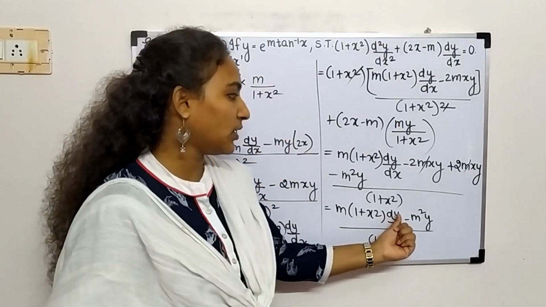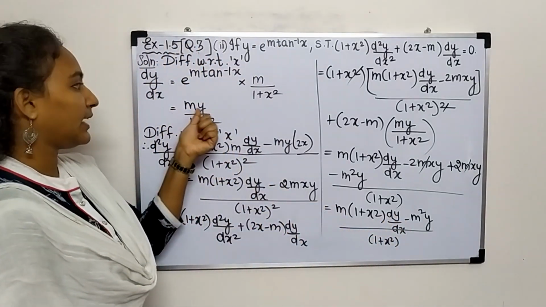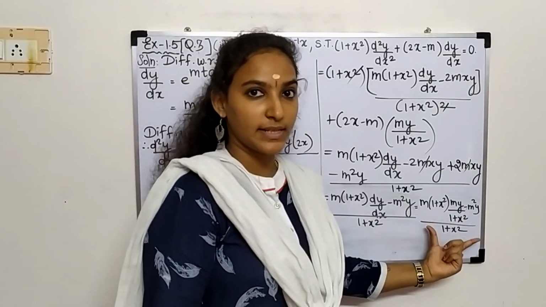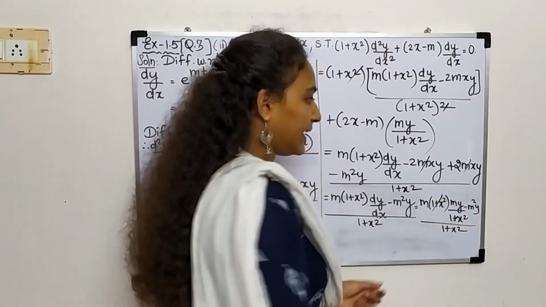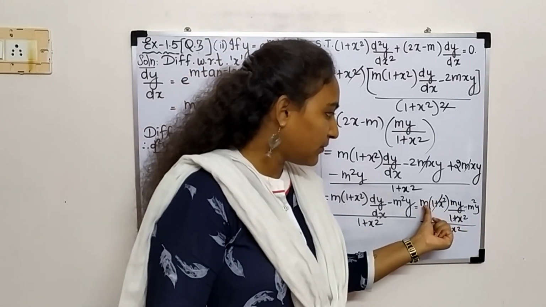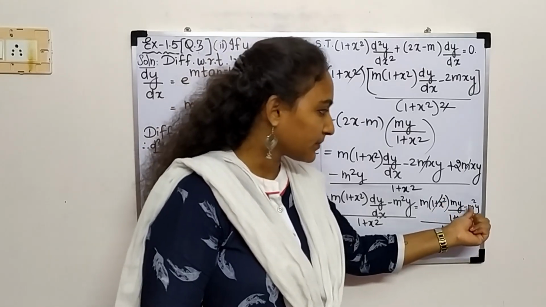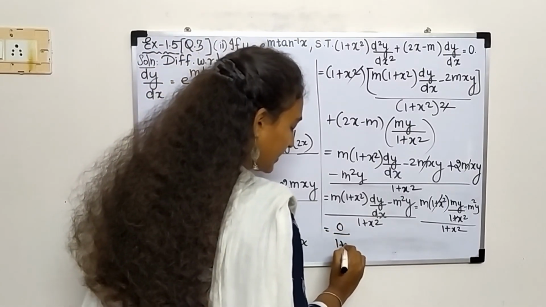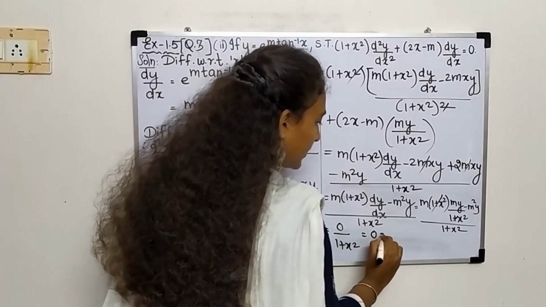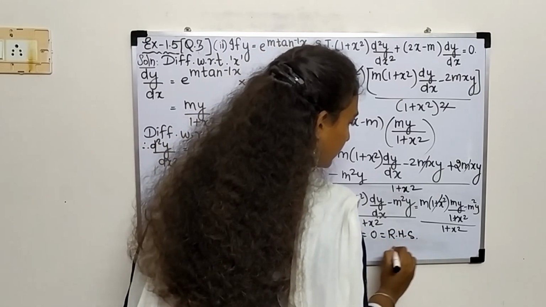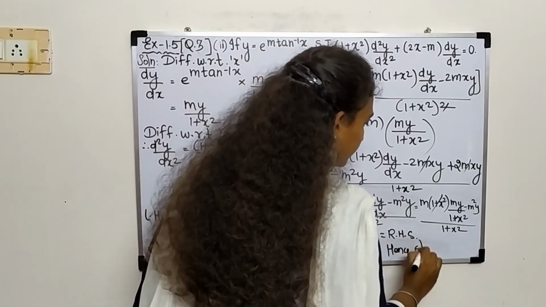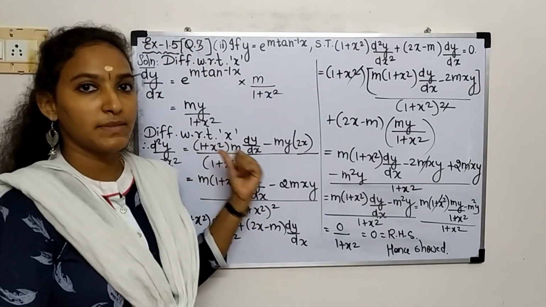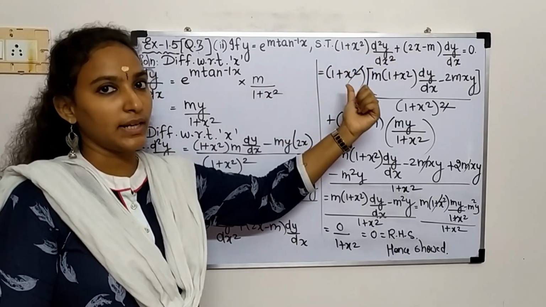Okay, again we can substitute for dy by dx, that is my upon 1 plus x square. After substituting for dy by dx, we get this term. Here 1 plus x square is getting cancelled with 1 plus x square and we are left with m into my, that is m square y, minus m square y will be 0. So this is 0 upon 1 plus x square, which is equal to 0, which is our RHS. Hence shown. So this type of problem becomes easier when we solve using our LHS.